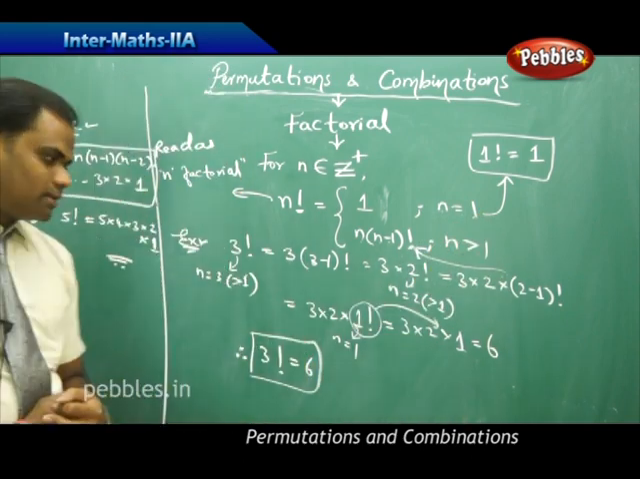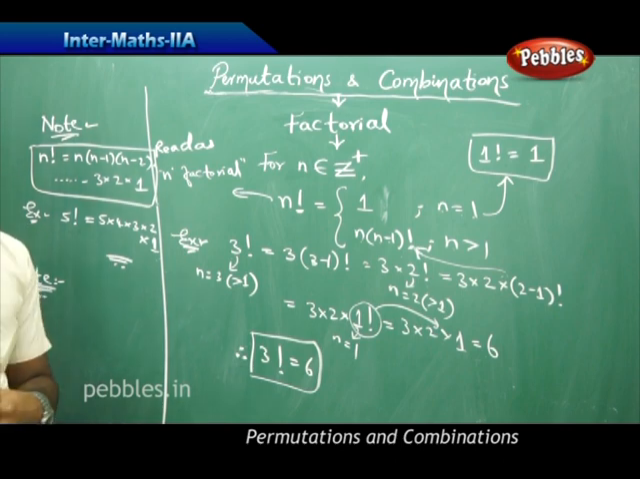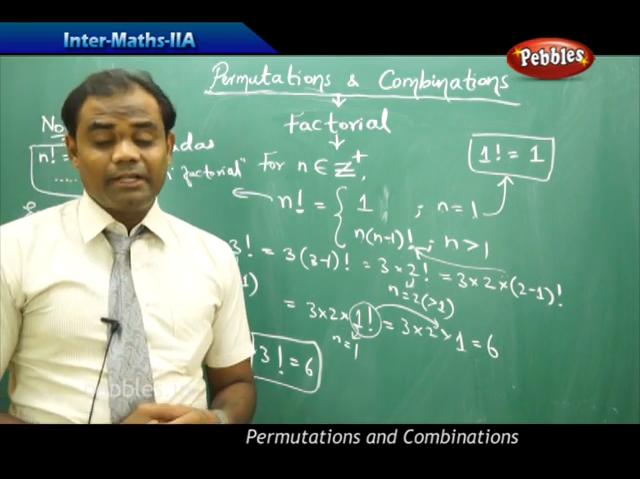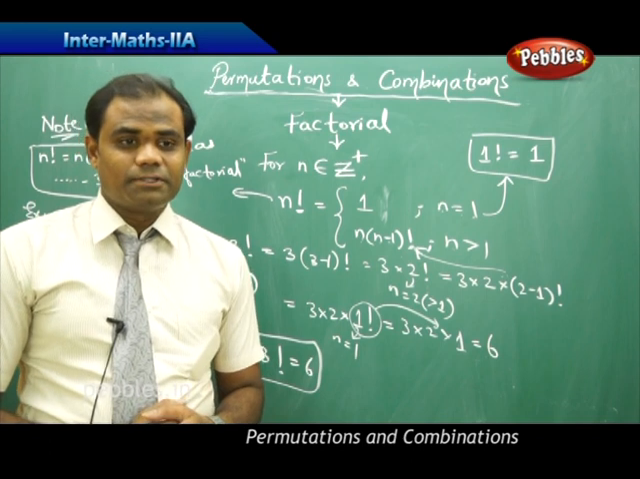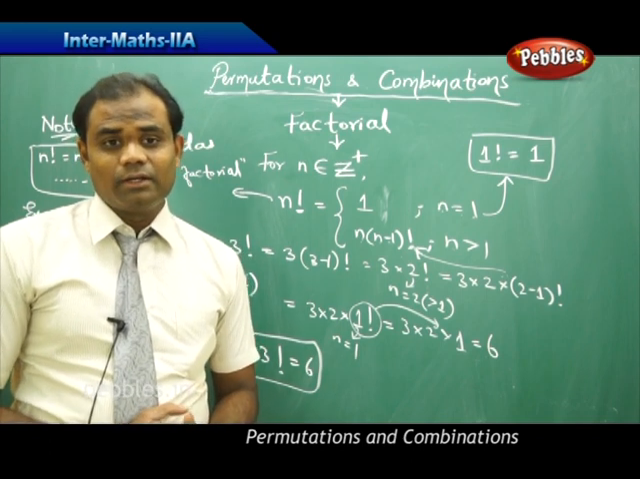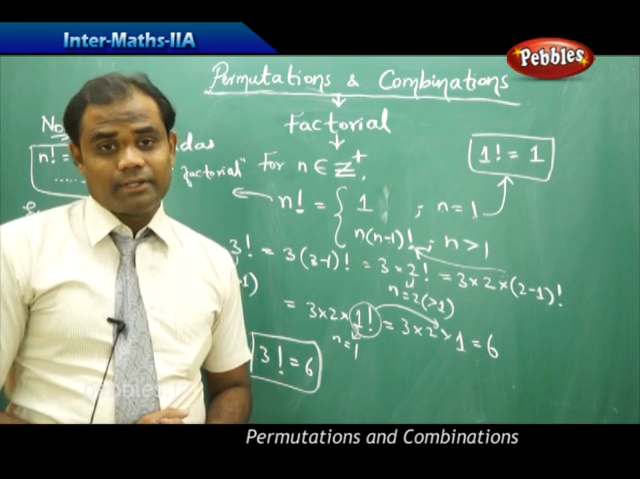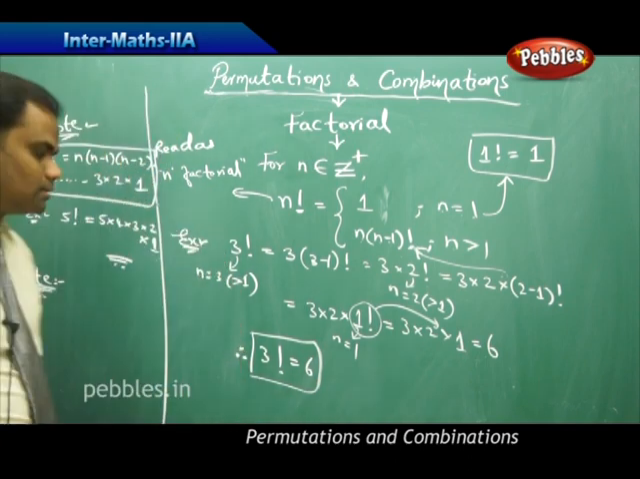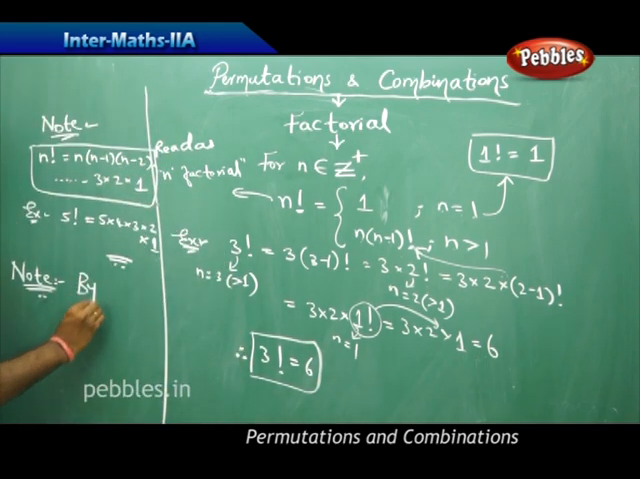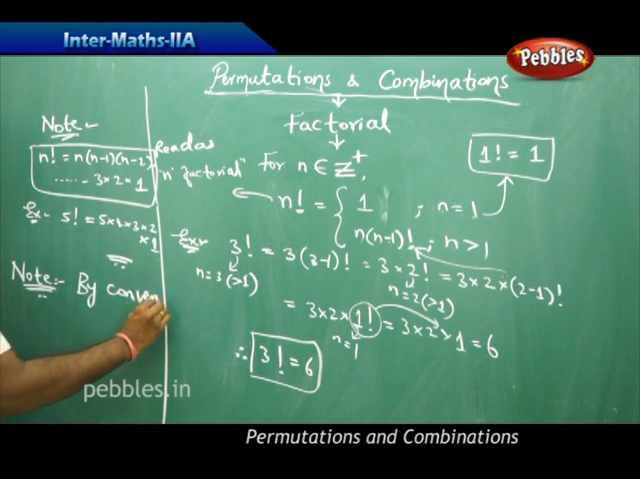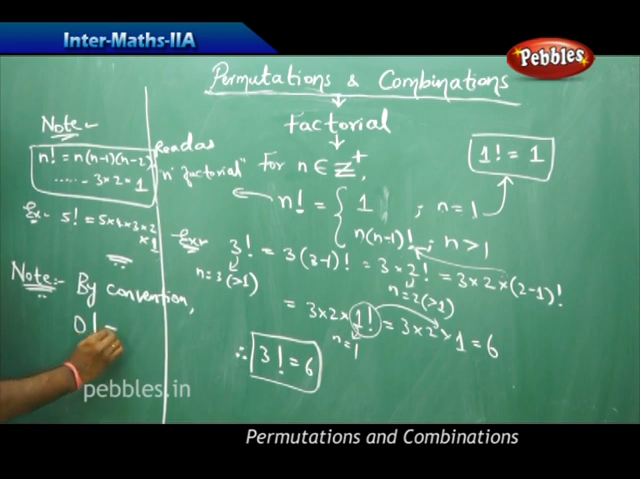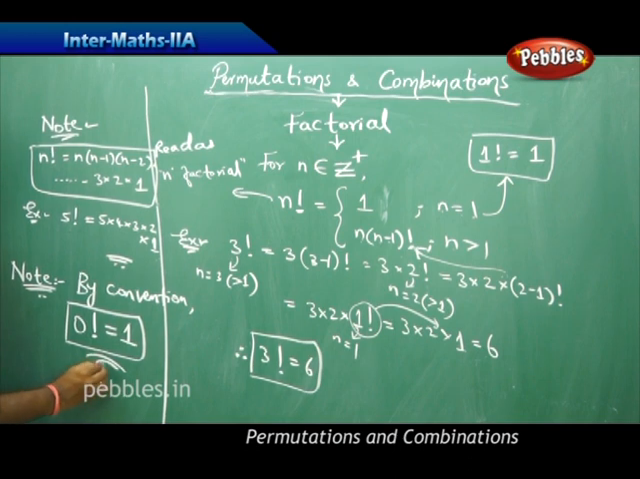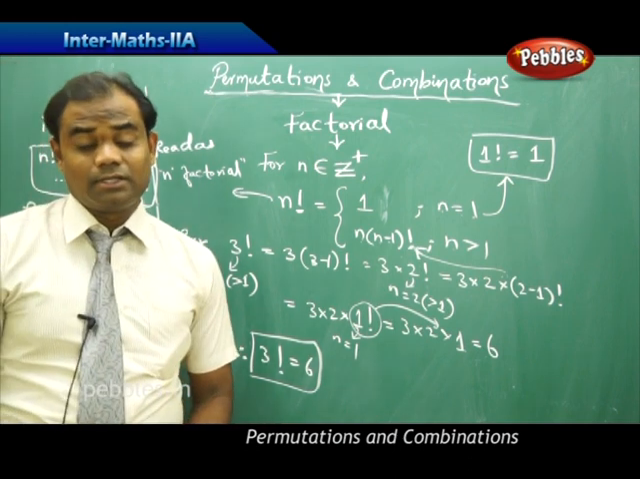Now, it is very important to understand 0 factorial, because there are many debates among mathematics researchers: some say 0 factorial is 1, and some say 0 factorial is not equal to 1. But finally, by convention, we conclude that 0 factorial is assumed to be 1 until and unless it is disproved. We assume by convention 0 factorial is equal to 1.